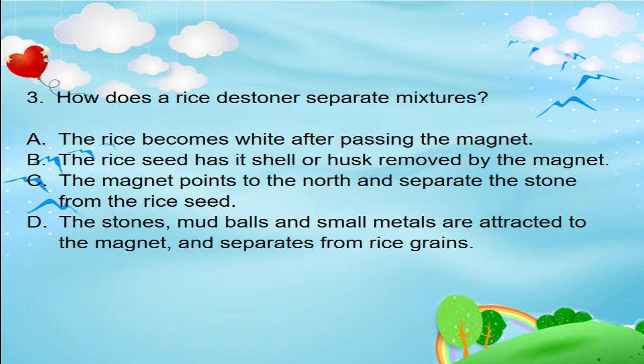Number 3. How does a rice destoner separate mixtures? A. The rice becomes white after passing the magnet. B. The rice seed has its shell or husk removed by the magnet. Letter C. The magnet points to the north and separates the stone from the rice seed. And letter D. The stones, mud balls, and small metals are attracted to the magnet and separates from rice grains.